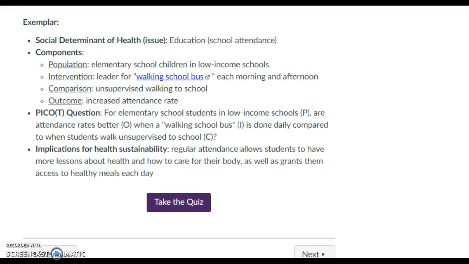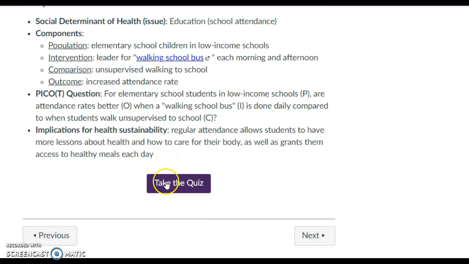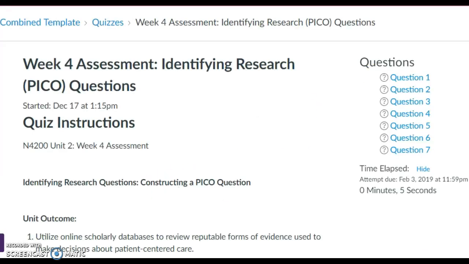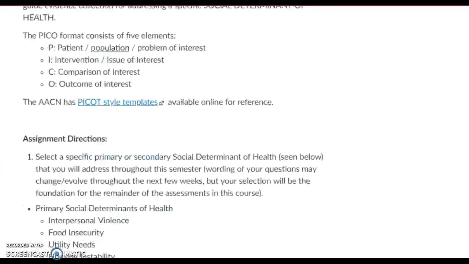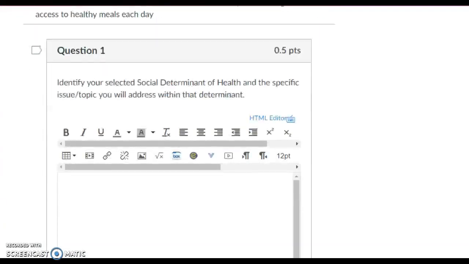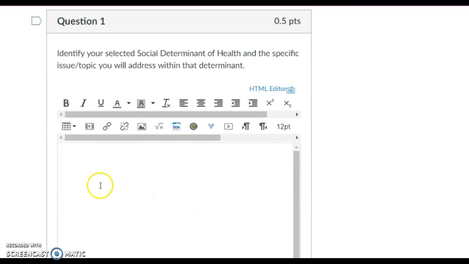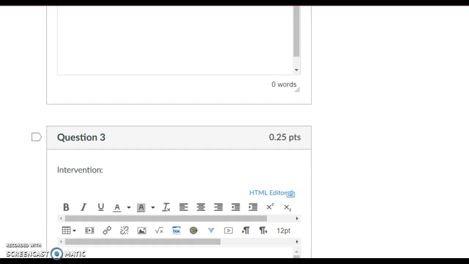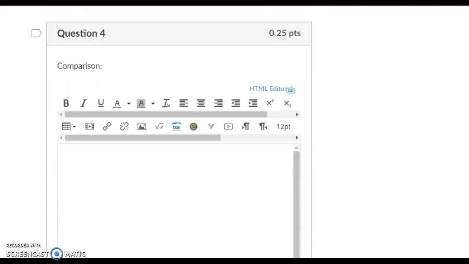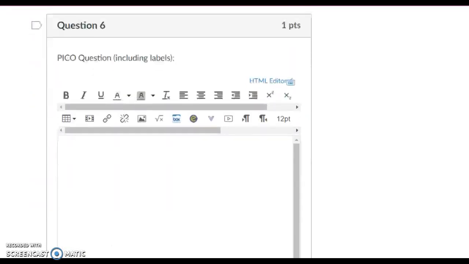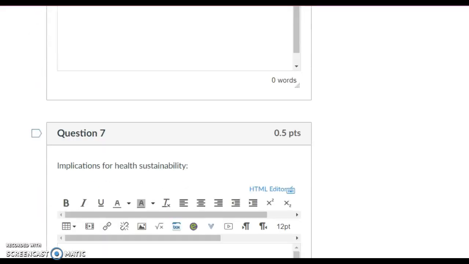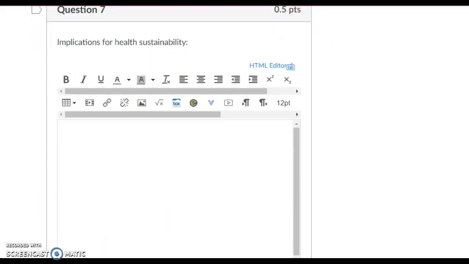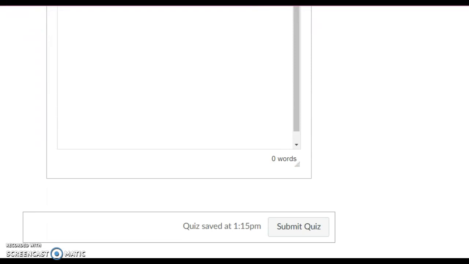So it says take a quiz, and I know that that may be a little misguided, but this is not automatically scored. This isn't like your practice activities. What you'll be doing is each prompt that we've asked you to answer, there is a box where you will answer that. And so you'll submit them, each portion at a time. So there's your P, your I, your C, your O, the PICO question as a whole with your labels in it, as well as the implications for health sustainability. Once you finish all of that, you will hit submit your quiz.